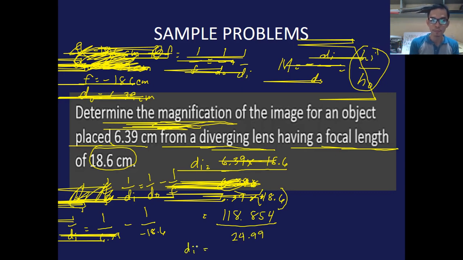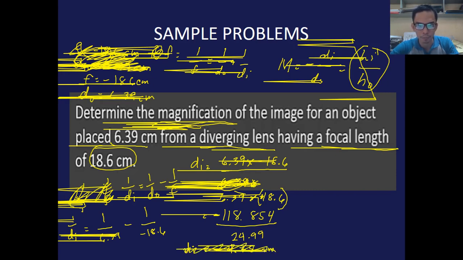So what will be the distance of the image? Negative 118.854 over 24.99. The answer is negative 4.75 cm. So the distance of the image is negative 4.75 cm, and since the answer is negative, it means that it is a virtual image. Now let's compute for the magnification.